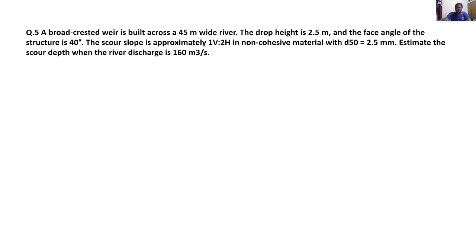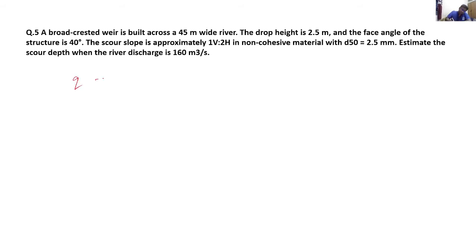Let's take another question. A broad crested weir is built across a 45-meter wide river. The drop height is 2.5 meters and the face angle of the structure is 40 degrees. The scour slope is approximately 1 vertical to 2 horizontal in non-cohesive material with D50, the representative sediment diameter, as 2.5 mm. Estimate the scour depth when the river discharges 160 meter cube per second. This basically comes from a very relevant question from Unit 6 of our course of river engineering.